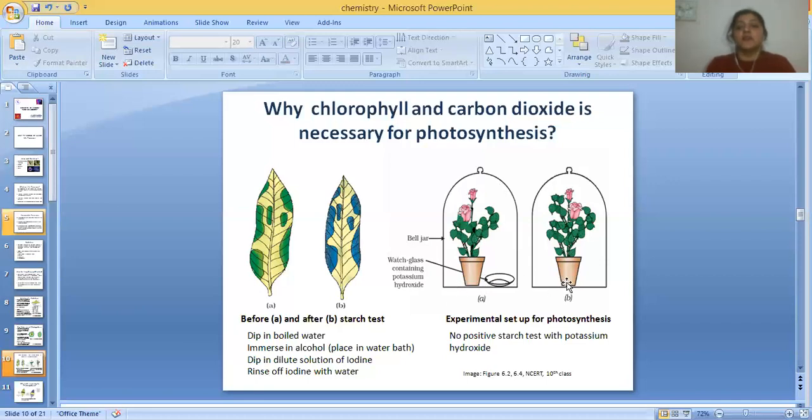And when you observe the starch test after plucking leaves from both of these experimental pots, what would you observe? That pot A would not show a positive starch test because potassium hydroxide absorbs carbon dioxide completely. And this experiment proves, because after photosynthesis, starch is a byproduct. So this experiment in itself proves that carbon dioxide is necessary for photosynthesis.